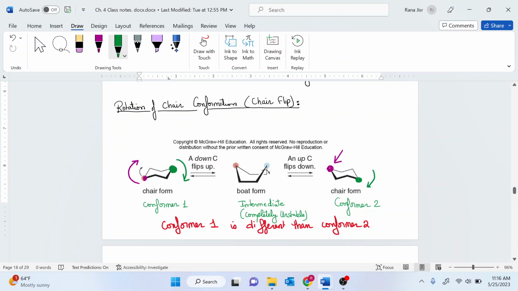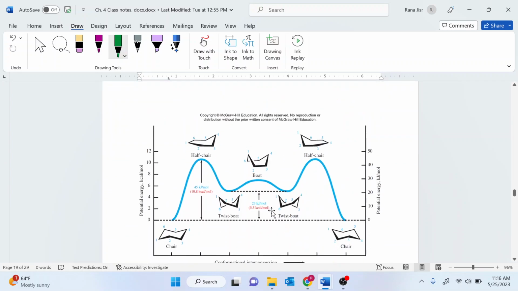Now, before the chair flips out and goes into its second stable form, which is conformer 2, it's going to pass by a lot of intermediates. One of the intermediates is a boat conformation or a boat form. All the intermediates that it passes by before it becomes the second conformer are very high in energy, and each one has a name. There's a twist boat, there's a boat. The boat has a higher energy than that of the twist boat. And all of those are unstable. The reason why? Because again, they have high energy. But we care about the chair and its conformer.